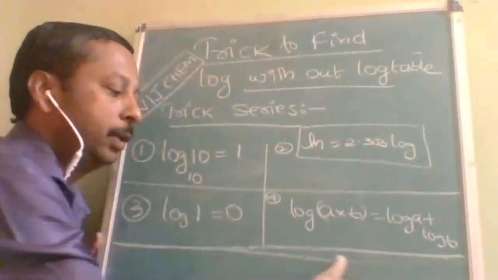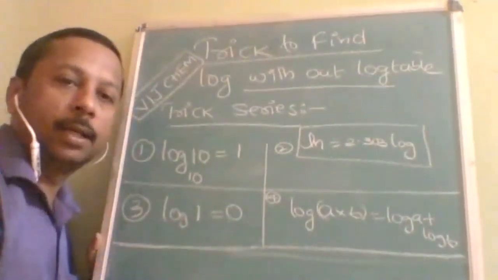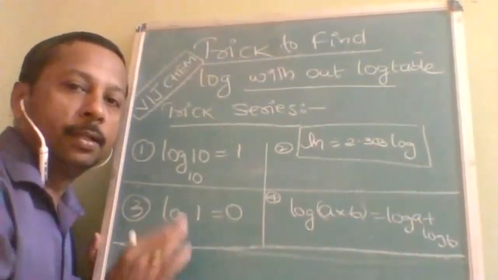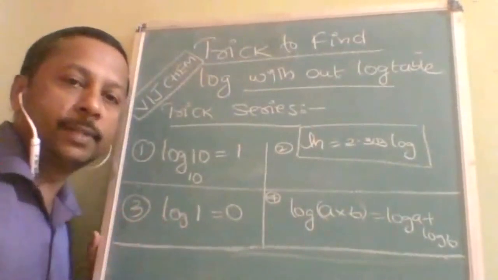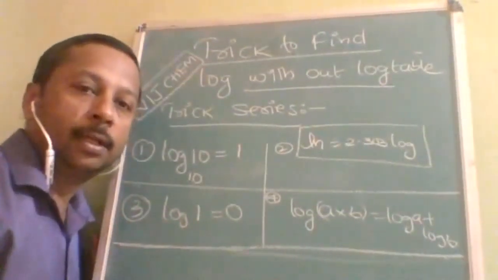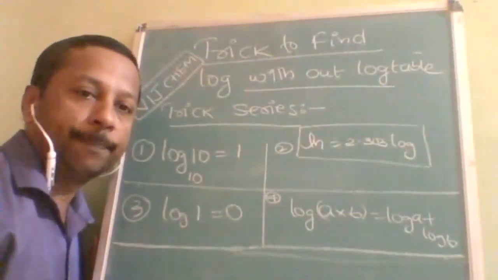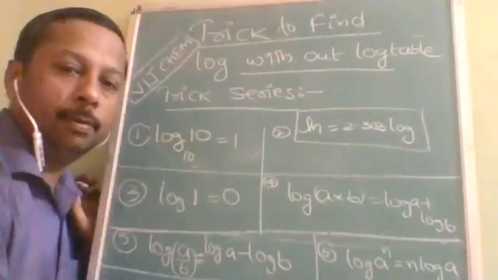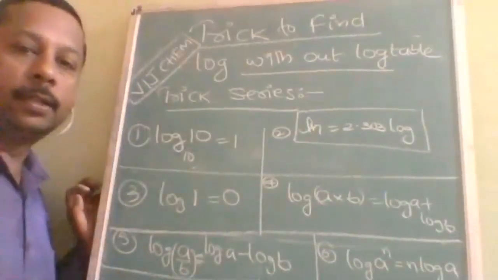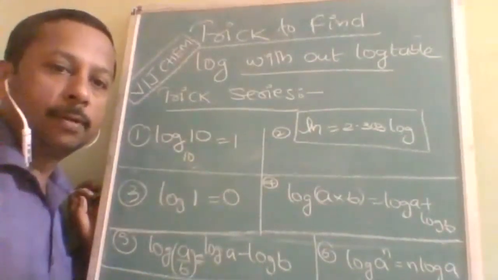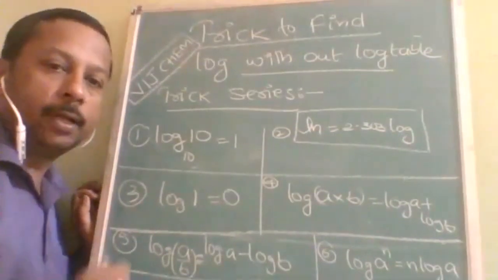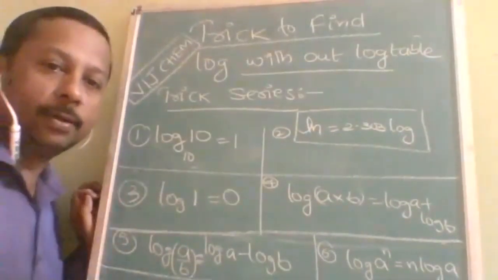Just I will explain two more formulas, and if you learn those two more formulas, then with this trick, within fractions of seconds you will be able to find the log of any number. Is it understood? As I told you, only two more formulas you require, and I will tell you why log 1 is also 0.